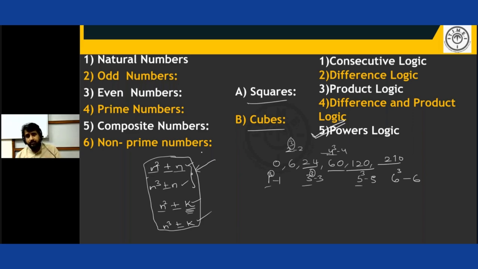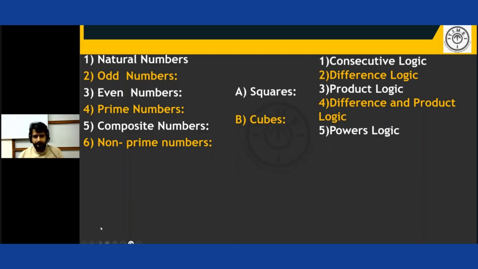So all this you have to do before going to the exam. This homework has to be done before going to the exam. Okay. And out of the 5 questions, 1 or 2, minimum 1 question will be of powers logic or squares and cubes logic. Okay. Now let's move to the next model. I hope you are clear with the first 5 logics. Let's move to the next logic.